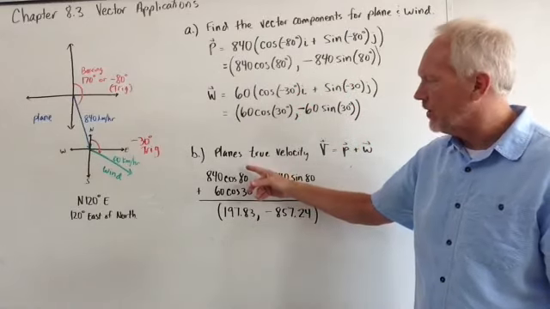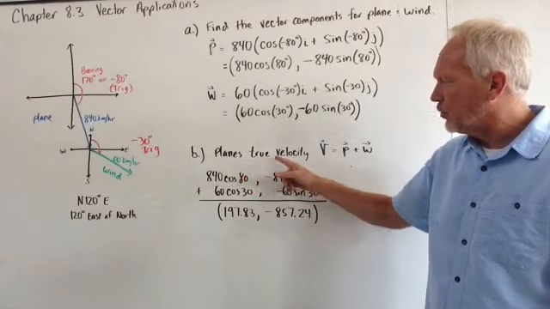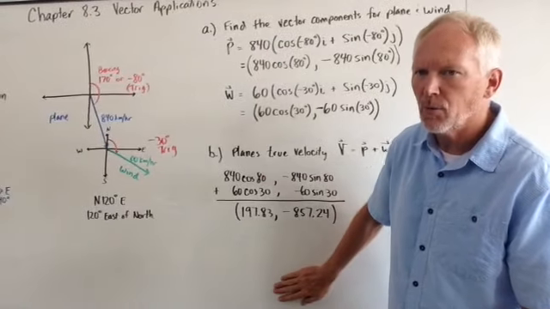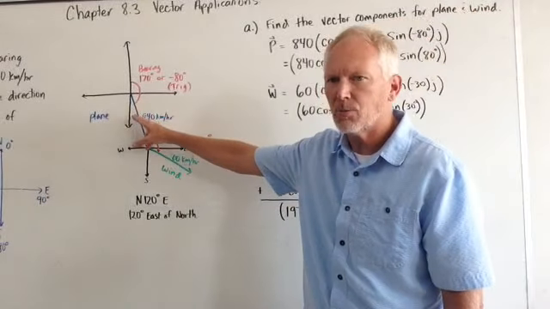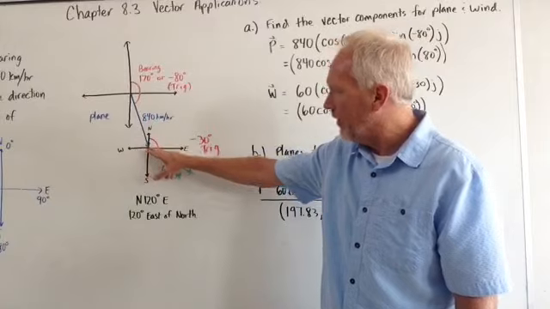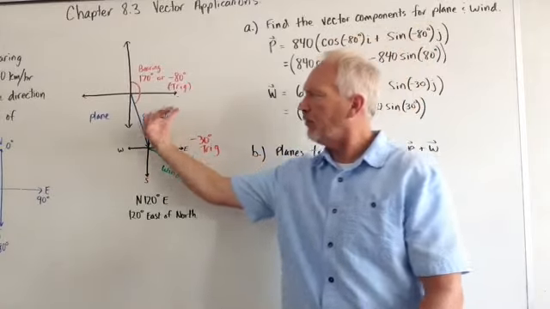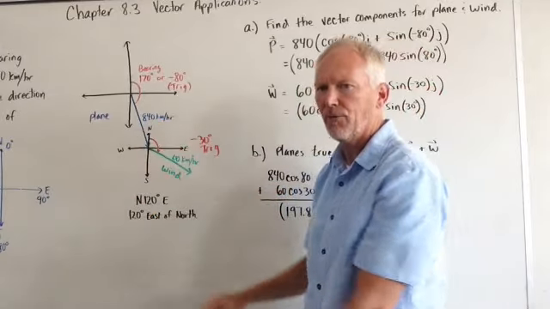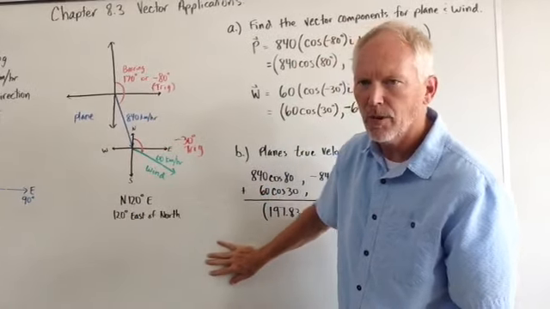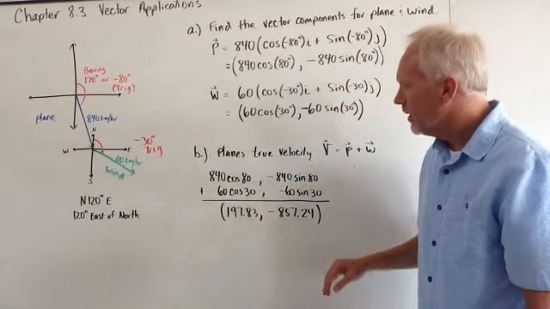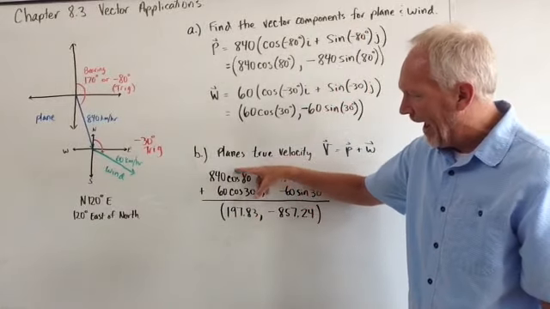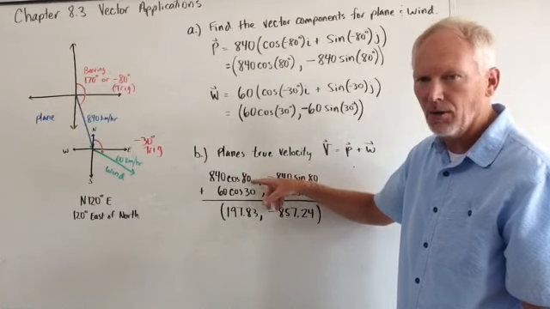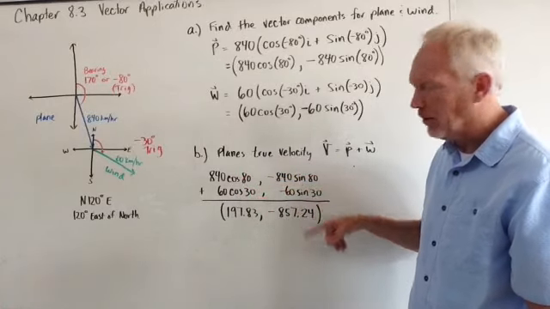Next thing, part B says, find the plane's true velocity. Well, if we want to find the true velocity, we have to go back and figure, if a plane is moving at 840 and this wind is coming this way, I have a plane flying and I also have a bit of a tailwind, so it's moving a little bit faster. That tailwind is actually helping it out some. So what we have to do is add the x components up, and then we add the y components.